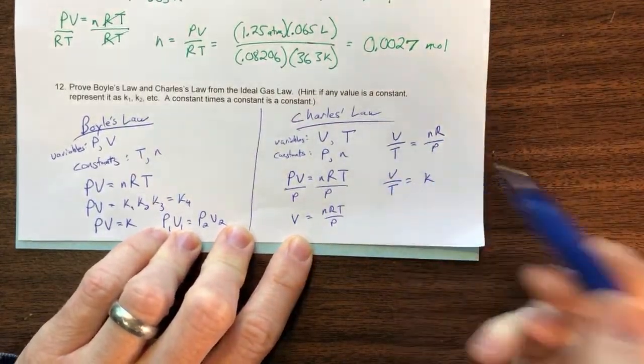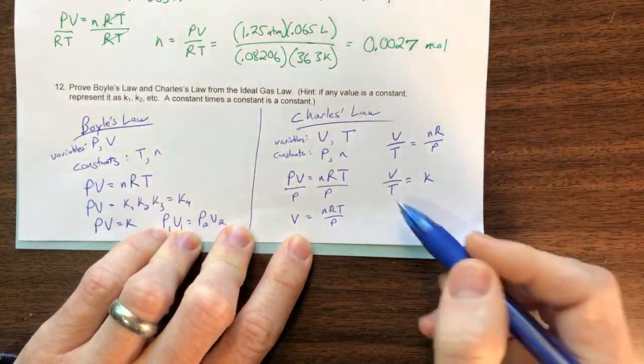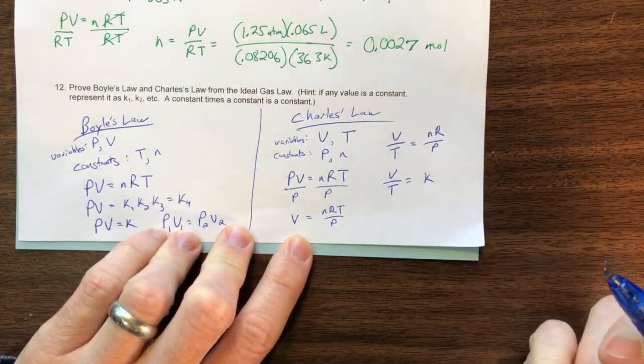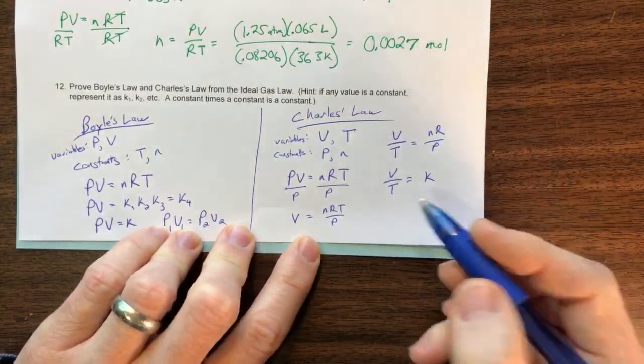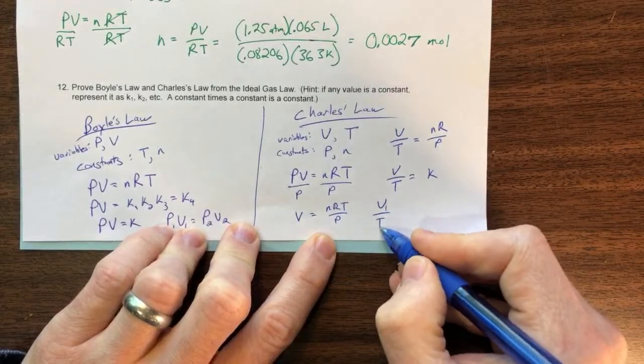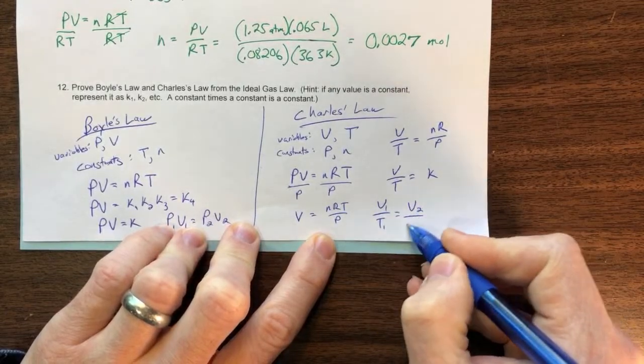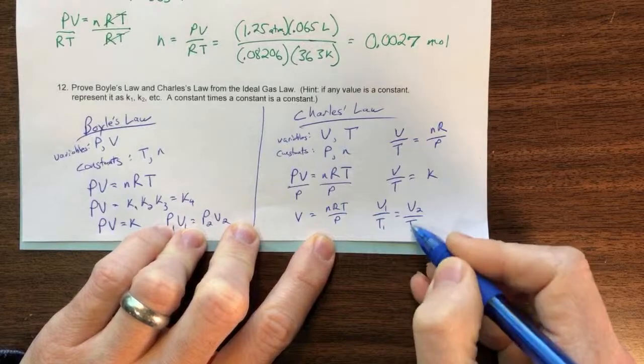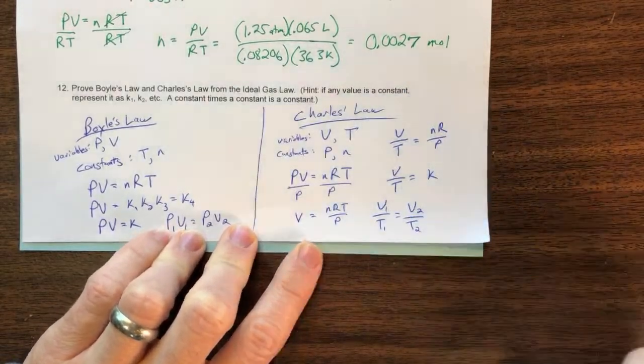And once again, that's what Charles' law looks like, right? Charles' law looks like V over T is a constant or T over V is a constant. So therefore, V1 over T1 equals V2 over T2. Because this ratio is a constant, you can use this kind of equation.